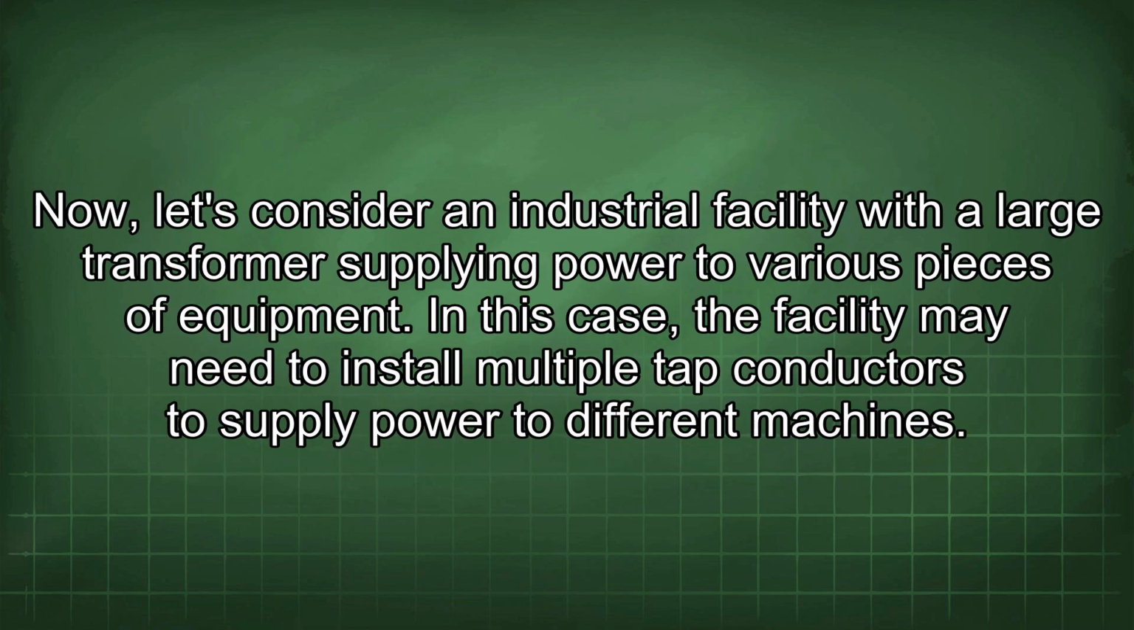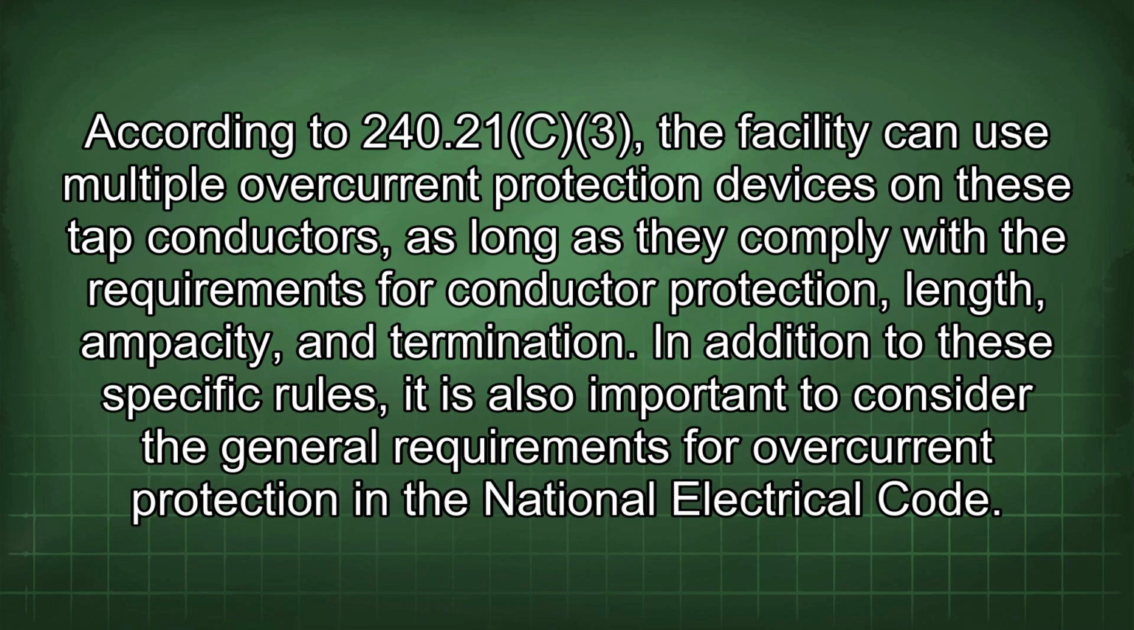Now, let's consider an industrial facility with a large transformer supplying power to various pieces of equipment. In this case, the facility may need to install multiple tap conductors to supply power to different machines. According to 240.21(c)(3), the facility can use multiple overcurrent protection devices on these tap conductors as long as they comply with the requirements for conductor protection, length, ampacity, and termination.